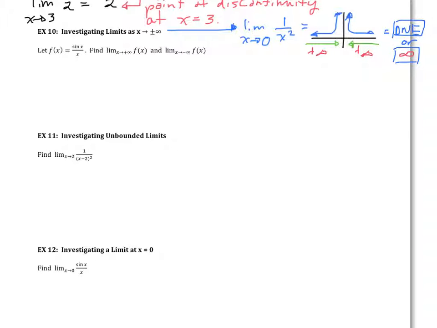I will be lenient and accept both. And if you want to be on the safe side, you can just put both: does not exist or positive infinity. But bear in mind that if one of your "ors" is not an acceptable "or," then you're going to lose partial credit. So bear that in mind. Let's look at one additional one.